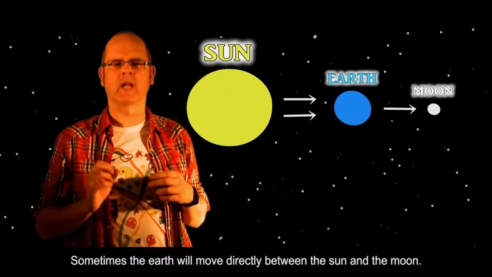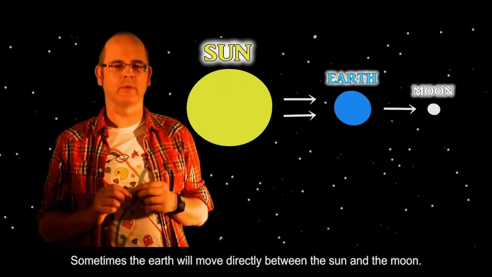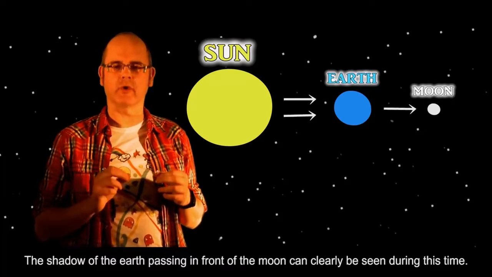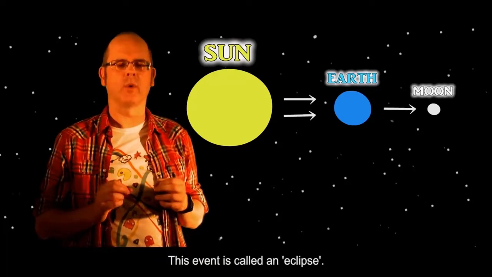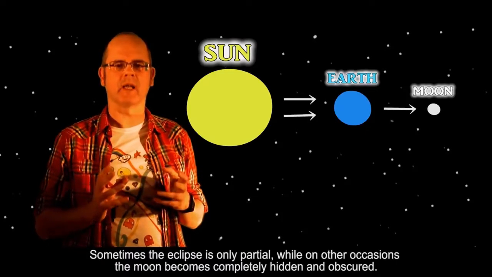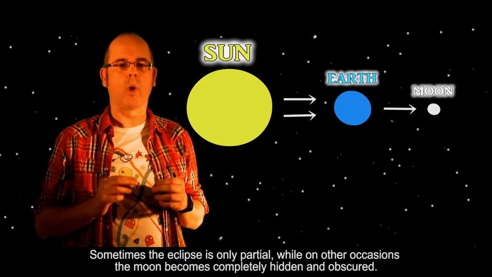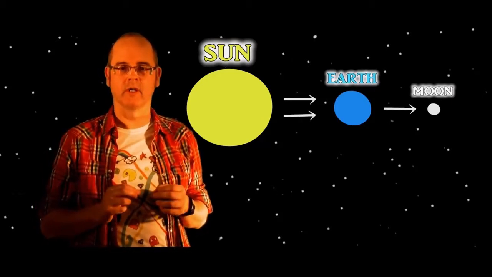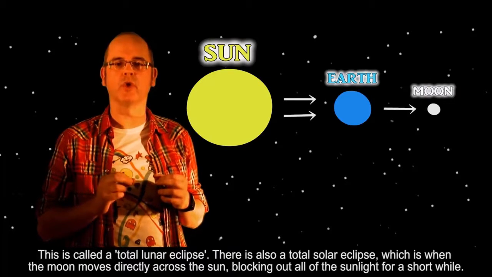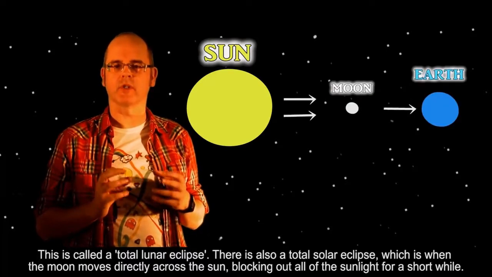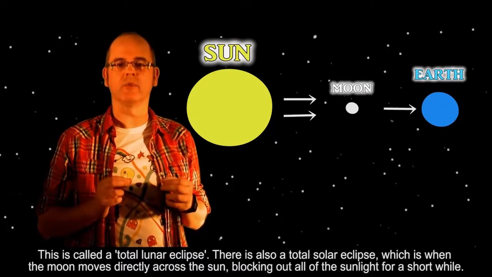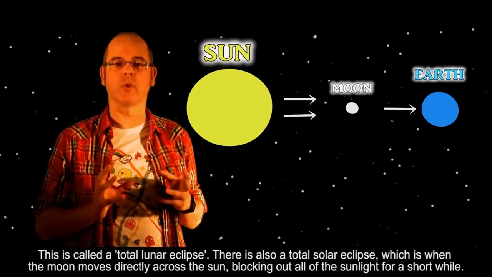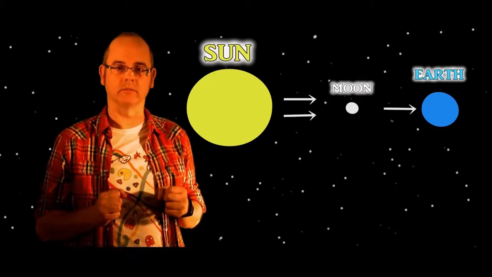Sometimes the Earth will move directly between the Sun and the moon. The shadow of the Earth passing in front of the moon can clearly be seen during this time. This event is called an eclipse. Sometimes the eclipse is only partial, while on other occasions the moon becomes completely hidden and obscured. This is called a total lunar eclipse. There is also a total solar eclipse. This is when the moon moves directly across the Sun, blocking out all of the sunlight for a short while.